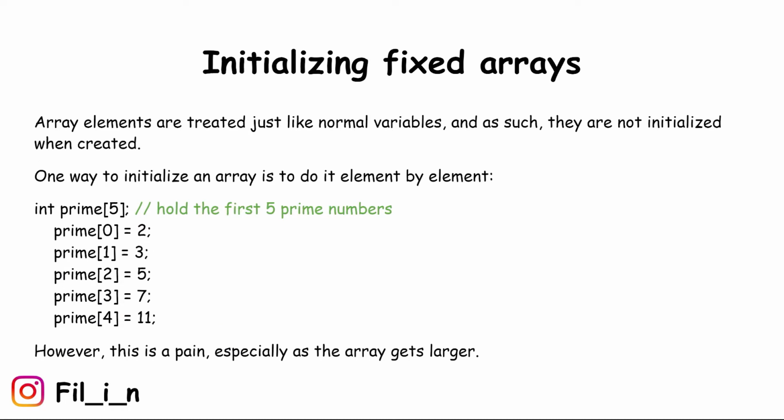Array elements are treated just like normal variables, and as such, they are not initialized when created. One way to initialize an array is to do it element by element. int prime[5]; // hold the first 5 prime numbers. prime[0] = 2; prime[1] = 3; prime[2] = 5; prime[3] = 7; prime[4] = 11; However, this is a pain, especially as the array gets larger.